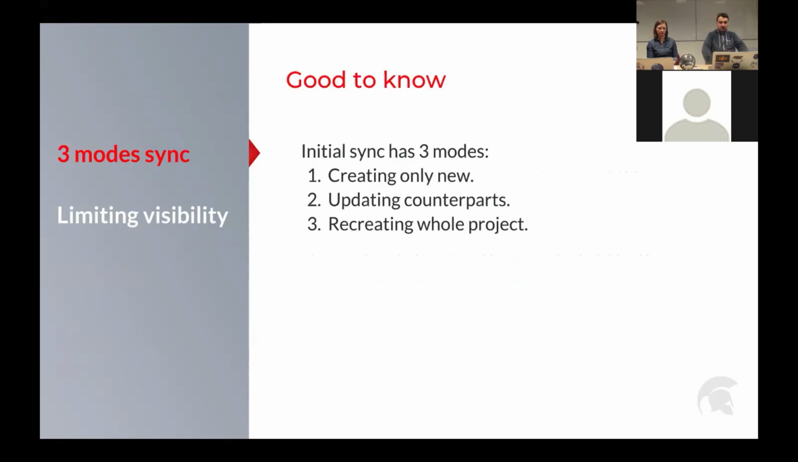Right now, at a given moment, there are 3 sync modes. If you're migrating from one to another, we've seen a few times questions about how it particularly works. The first one is creating only new ones. What is the purpose of it and how is it checked? The first mode creates only new issues out of work items.